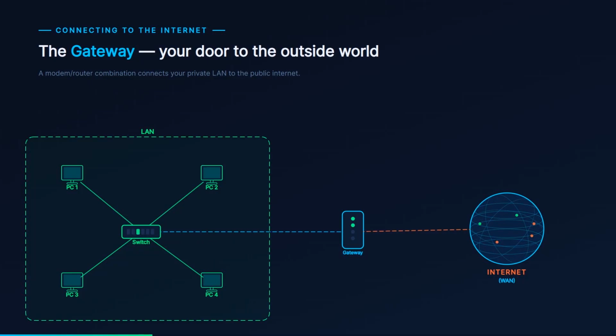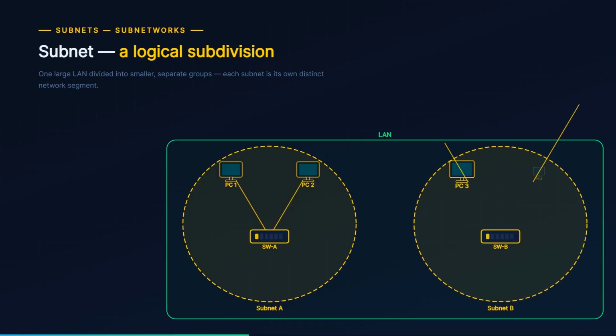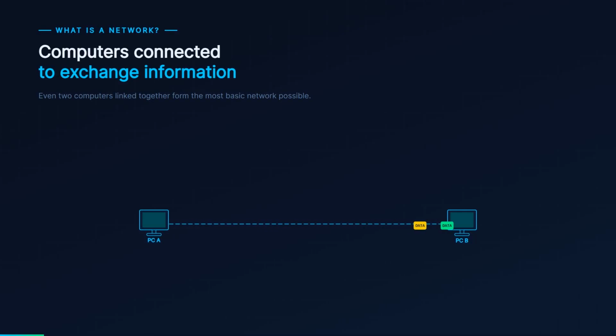What is the difference between a LAN, a WAN, and a subnet? In this video, we will break down each of these networking concepts clearly and simply. A network is simply computers connected to each other to exchange information. Even connecting just two computers together forms the most basic network possible.